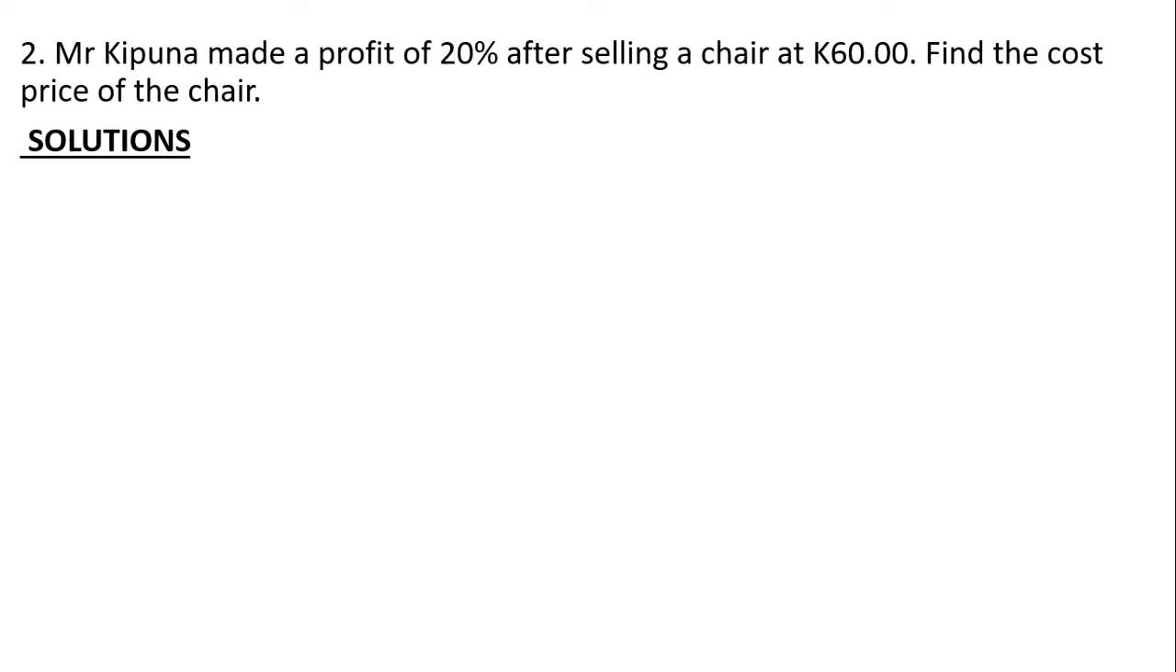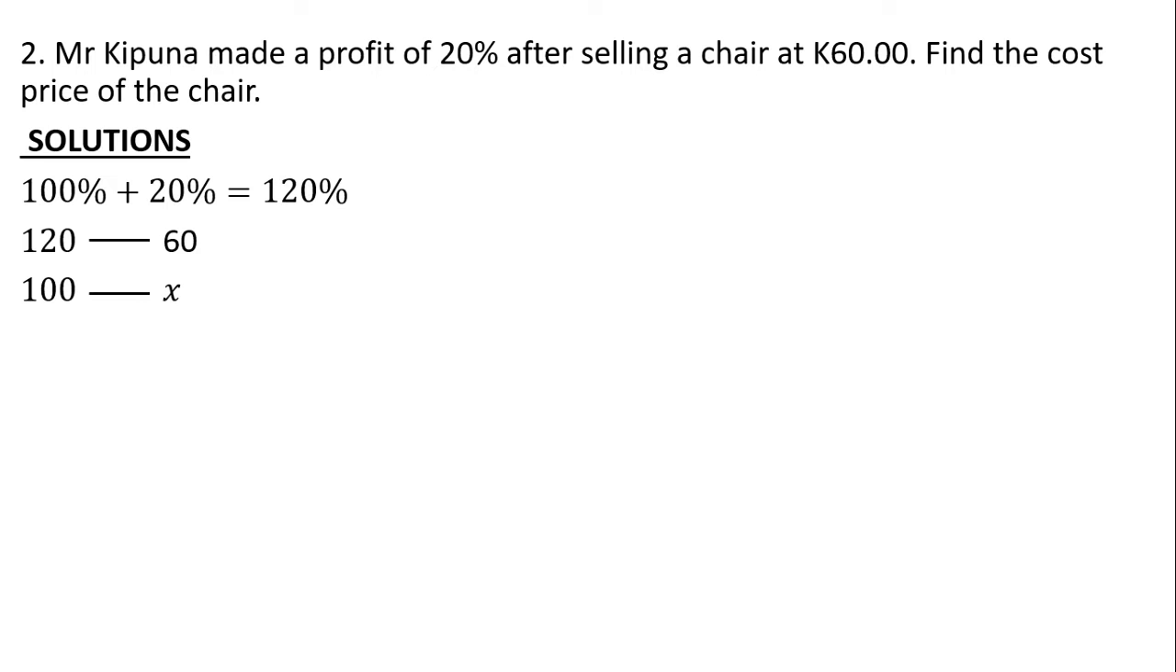Question 2. Mr. Kipuna made a profit of 20% after selling a chair at 60 kwacha. Find the cost price of the chair. What we are going to do is add 100% plus 20%, because the 60 kwacha was what they got after selling the chair. 100% plus 20% gives us 120%. So 120% represents the 60 kwacha, and 100% we don't know, which is x.